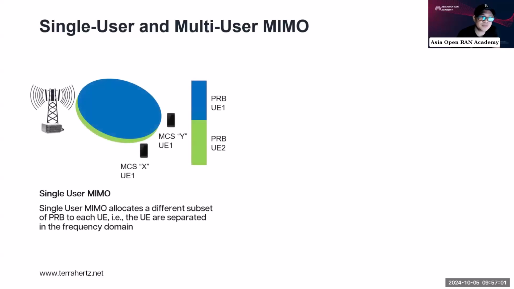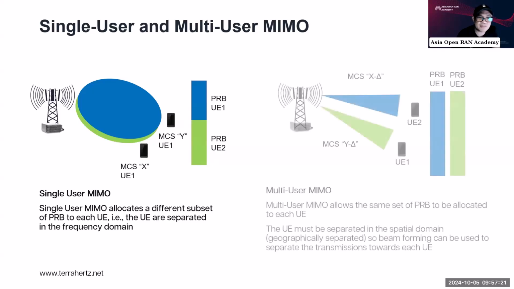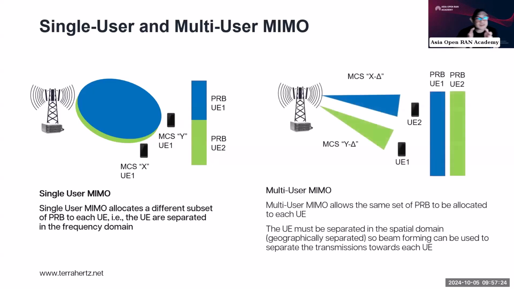Okay, single user meaning you are transmitting one beam and then it is being shared by multiple users. Okay, so the resources are being shared by multiple users. So you have the PRB, physical resource block, for user 1 and user 2. But if you're using massive MIMO, since you are transmitting different beams, no? Isang antenna, you can transmit multiple beams. So beam number 1, beam number 2, beam number 3.